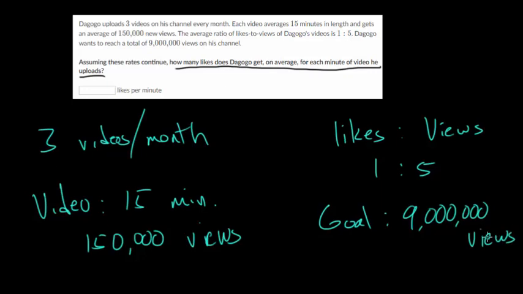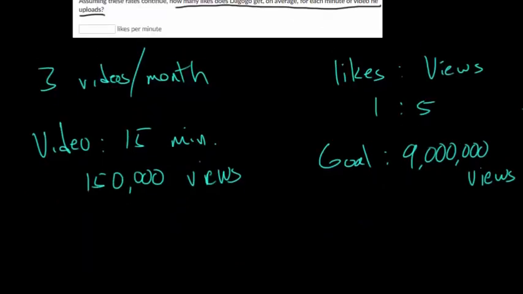So now that we have all the information written down, let's go to our question. Assuming these rates continue, how many likes does Dagogo get on average for each minute of video he uploads? Just looking at this, it looks like his goal isn't going to be used. We don't really need that information. And I'm not sure that we'll need how many videos he makes per month. So looking at this information, if we can first figure out how many views he gets per minute, and then we know for every 5 views he gets 1 like, then we can figure out how many likes he gets per minute. So let's start first with views per minute.